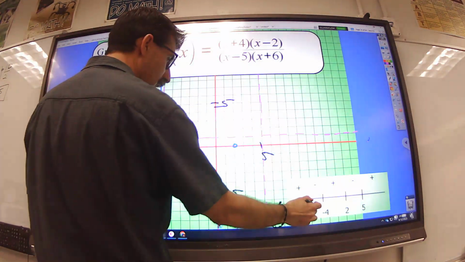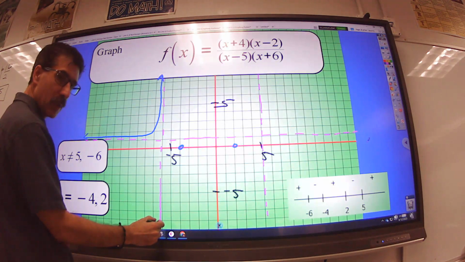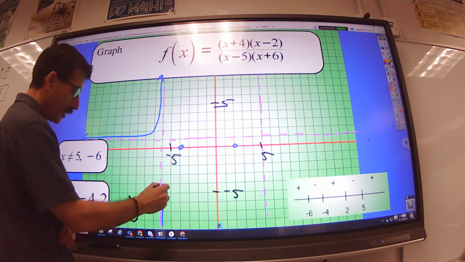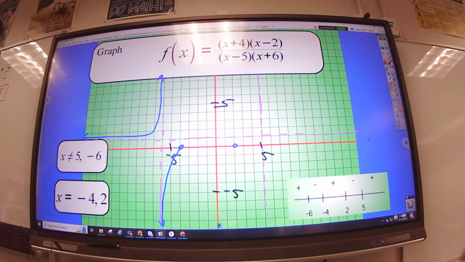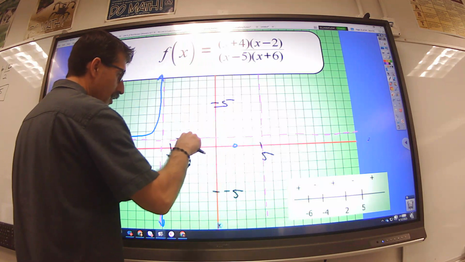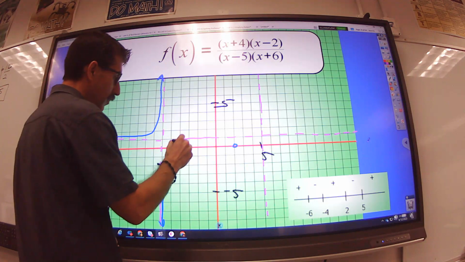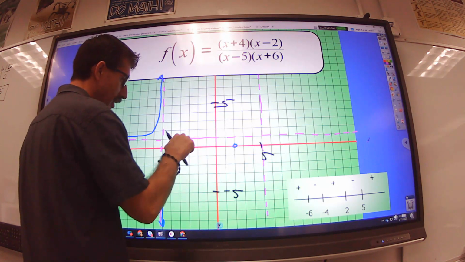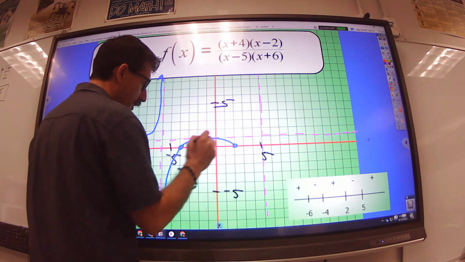Between -6 and -4, I got a negative. So here, I'm negative. I want to hug my asymptote, so I'm going to hug it, hug, and then get to the 0. Boom. Now, between -4 and 2, I got a positive. I don't need to cross the asymptote, so I'm not going to. You'll see what I mean when I need to cross it. There will be times when I have to. Usually it's when the asymptote is 0. So what am I going to do? Positive, hug to 0.